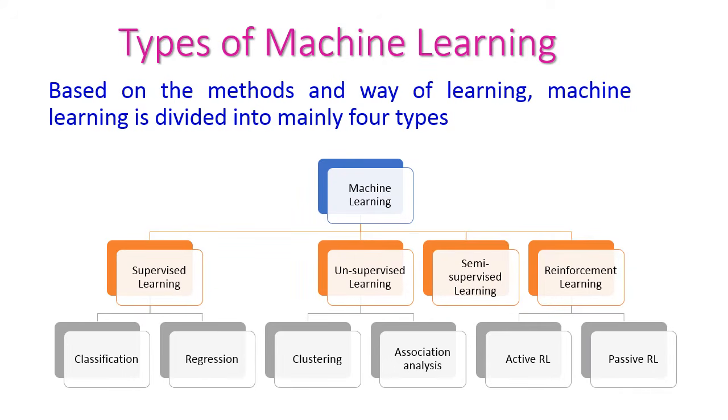So based on the way of learning, the machine learning algorithms are divided into 4 types. The first one is supervised learning, the second one is unsupervised learning, the third one is semi-supervised learning and the fourth one is reinforcement learning. When it comes to supervised learning, there are two types. The first one is classification and the second one is regression. When it comes to unsupervised learning, again two types are there, clustering and association analysis. When it comes to reinforcement learning, two types are there, active reinforcement learning and passive reinforcement learning.